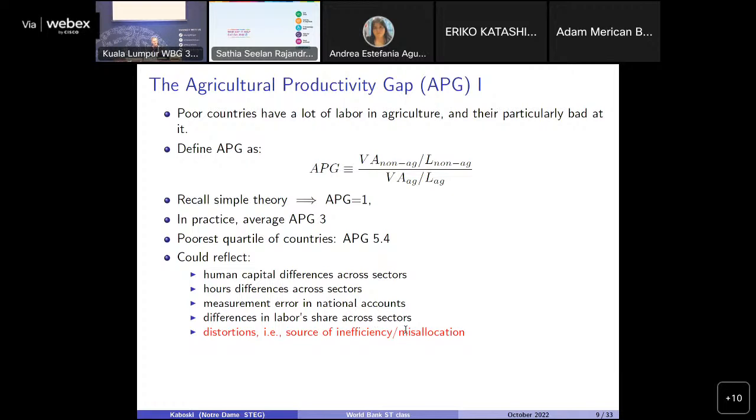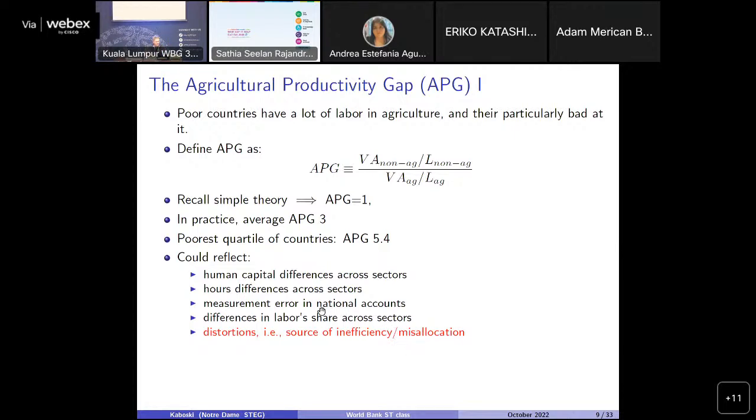Another one is a difference in labor share across sectors. So maybe average products are different, but marginal products are the same. Because this idea of no arbitrage really says the marginal product, the wage that I would get in either sector, I should be indifferent to the two wages, which in a competitive labor market means that the marginal product should be equalized. And if labor share differs across sectors, that could produce a gap between marginal products and average products of labor.